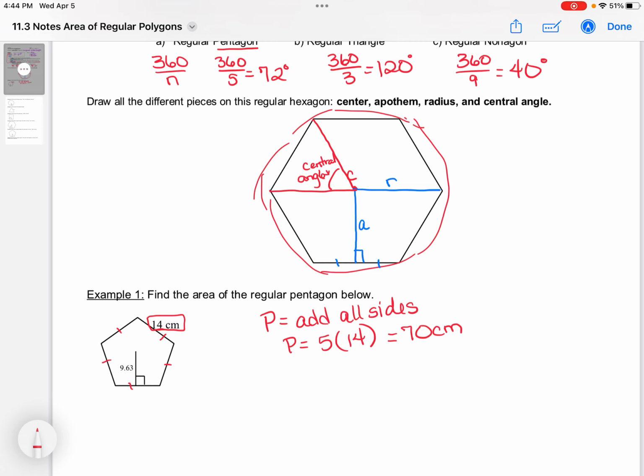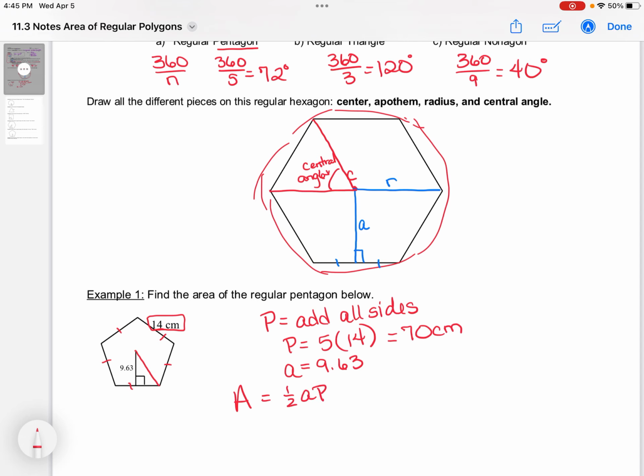All right, so now we have to find the apothem. Well, we know the apothem. Think about what else we need. Okay, so we have the apothem. So here's my big P. My little a is 9.63.